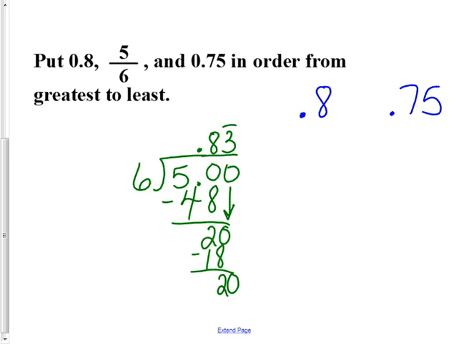So what that means is if I'm going to go least to greatest, or greatest to least rather, 5/6 will be first, and then 8/10, and then 75 hundredths. Again, the key is you can compare them to 1/2, but then you also need to make them all the same form if you need to for the ones you need to, and then compare.